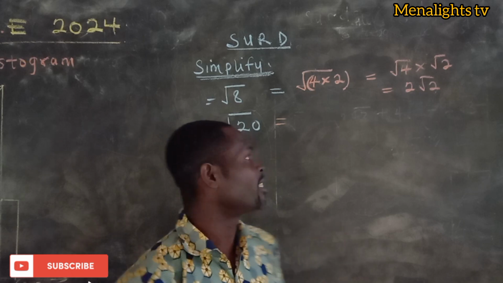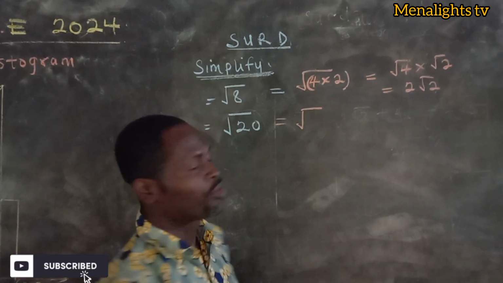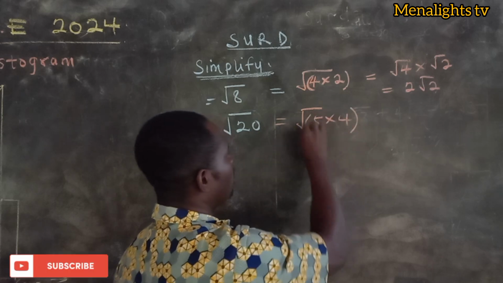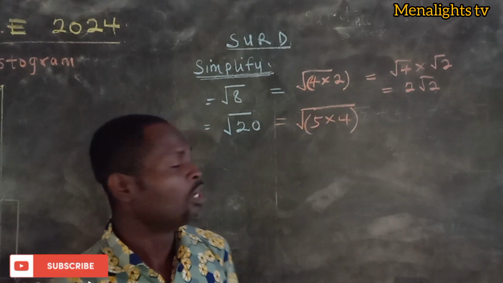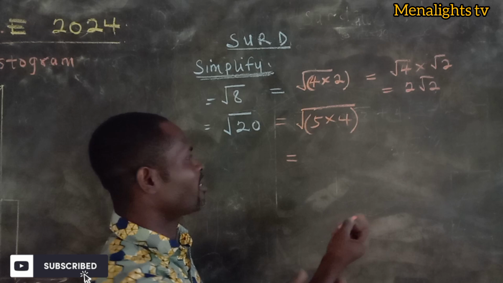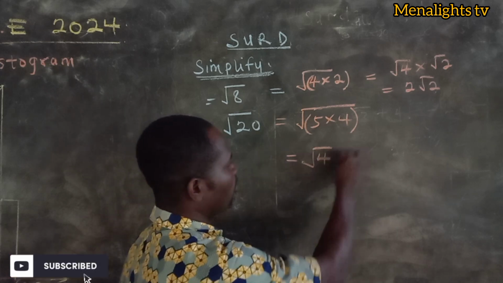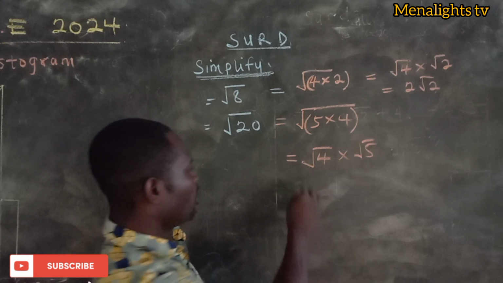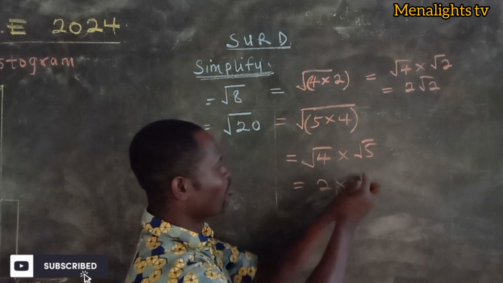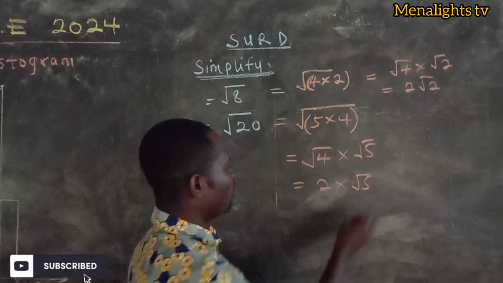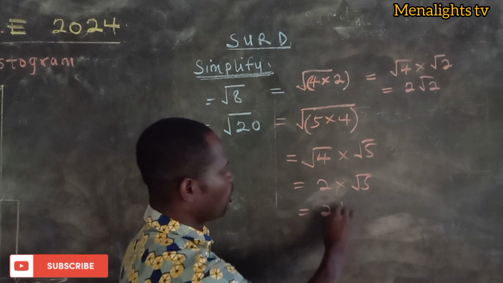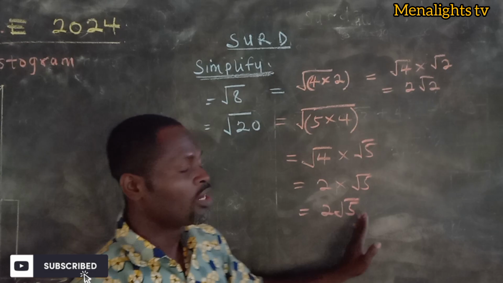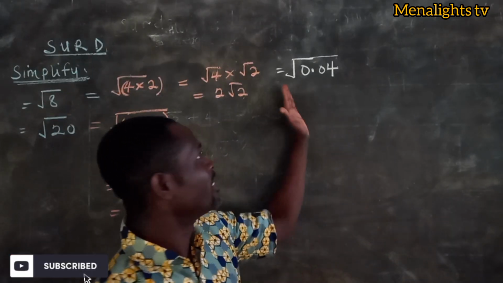When we come to root 20, we can rewrite root 20 as the root of 5 times 4. So this can be the same as root 4 times root 5. Then root 4 is the same as 2, times the root of 5. So this will give us 2 root 5, which means that root 20 is the same as 2 root 5. Let's look at this example as well.